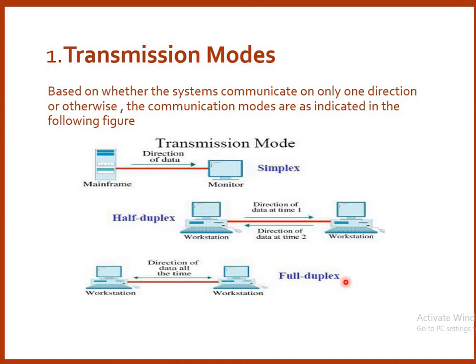Third one is full duplex communication. In full duplex communication, your workstation acts as a transmitter as well as a receiver at the same time. The example of this is a telephone. Here one example is given where you have two workstations, and at the same time we can transfer the data from the first workstation to the second, and we will receive the data from the second workstation to the first one. So these three are the first category of the modes of communication, that is the transmission mode.